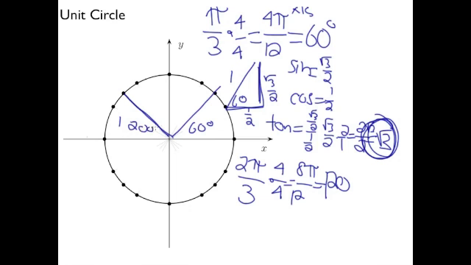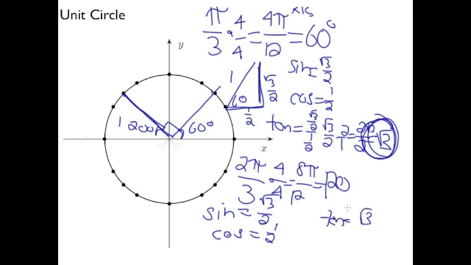120. But wait. 120 minus 90 is 60 degrees. So if this here is 90, that means these two are the same. So this is the same thing. That means that the answers must be the same, doesn't it? So sine is square root 3 over 2, cosine equals 1/2, and tangent equals square root 3.